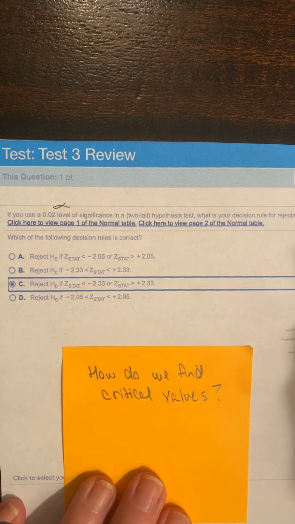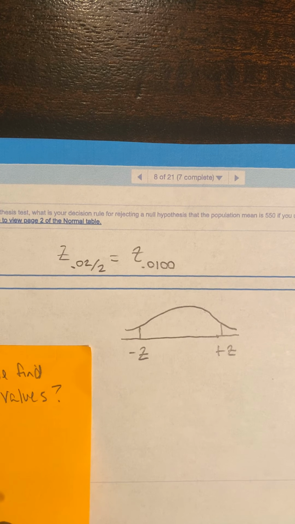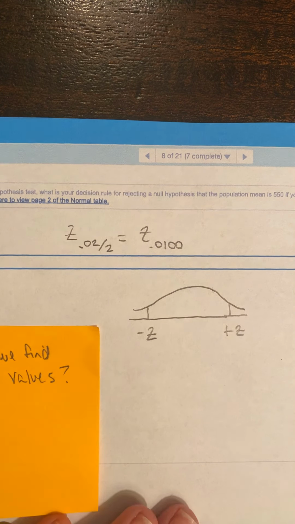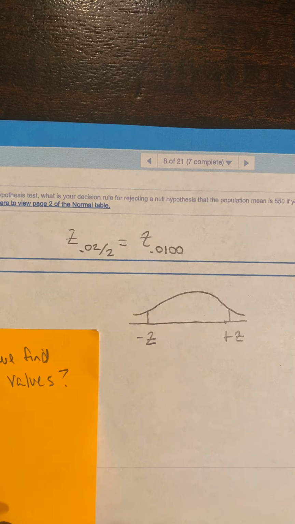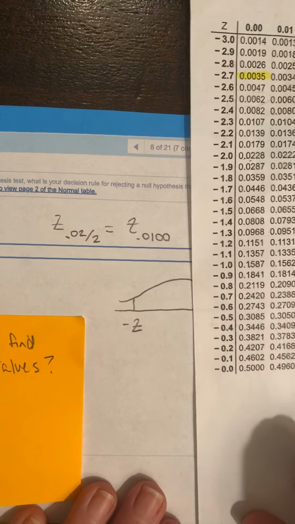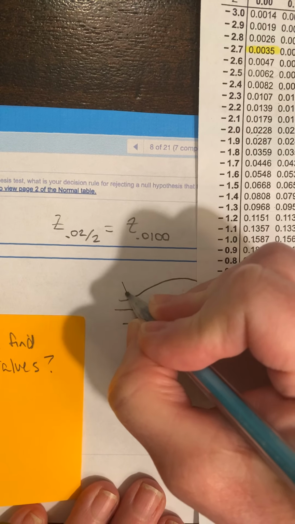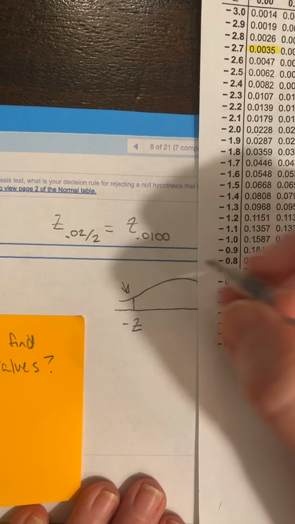So remember, we've got to find z at alpha over 2. So we put 0.02 over 2, which gives us z at 0.01. Let's tack on a couple of zeros here. And then what we do is we go in the body and find this number and go out to find our z. So we're looking at 0.0100, and we'll go to our negative side here because it's always to the left, and so each of these tails is 0.0100.